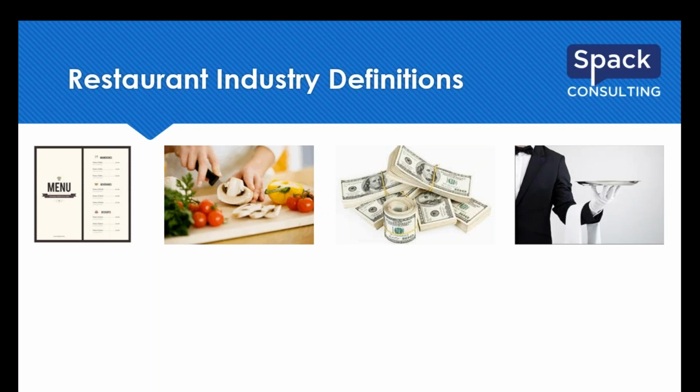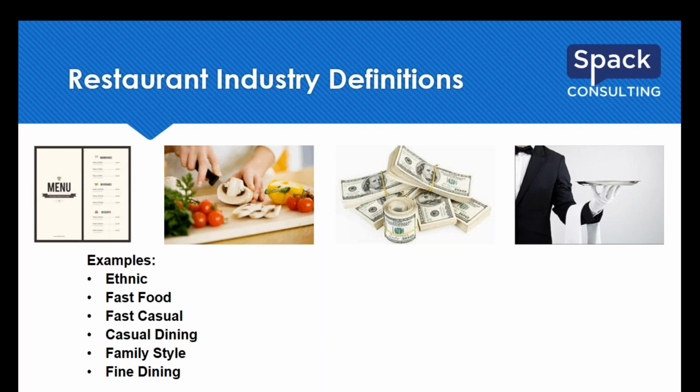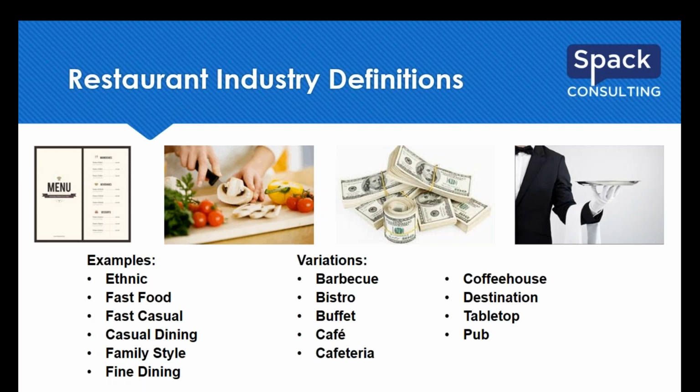So those are kind of the four different categories that the restaurant industry looks at when they're trying to define or characterize those restaurants. So some examples that we're listing there. Different kinds of restaurants that the industry labels as fast food, fast casual, casual dining, family style, fine dining, ethnic restaurants. And then within those are different subcategories, from a barbecue to a buffet to a cafe to a pub. So it can be a wide variety within all these different classifications.